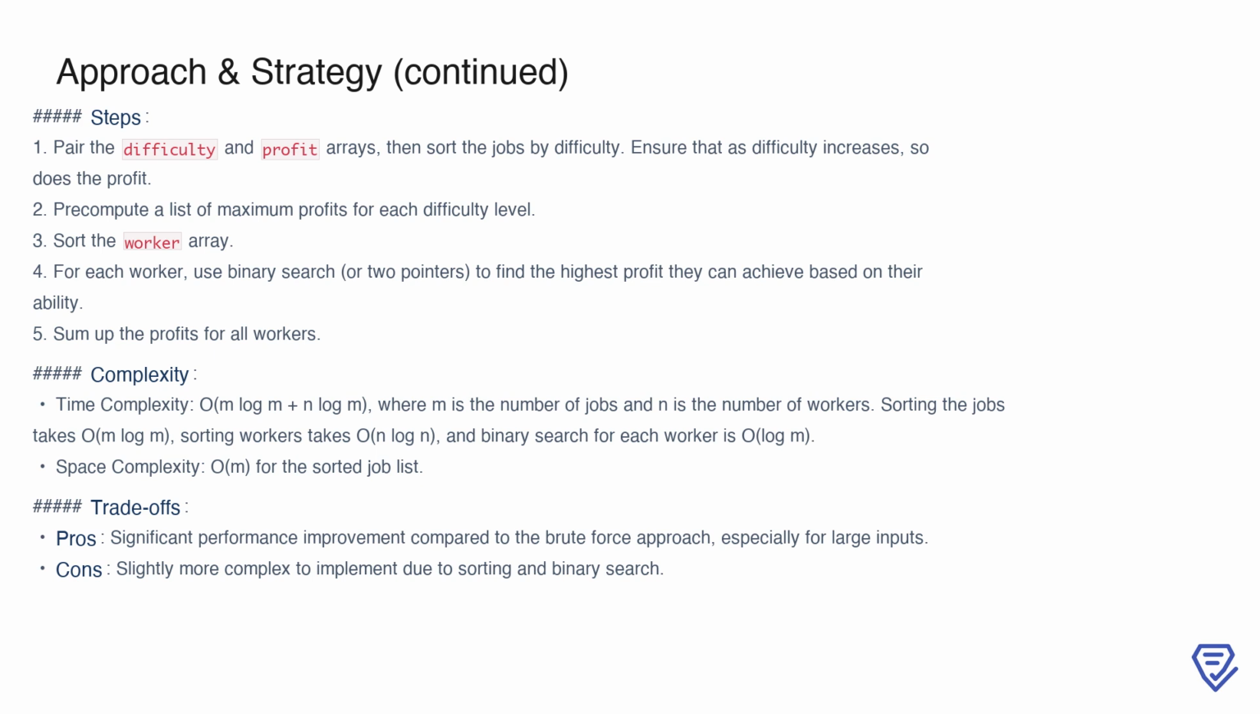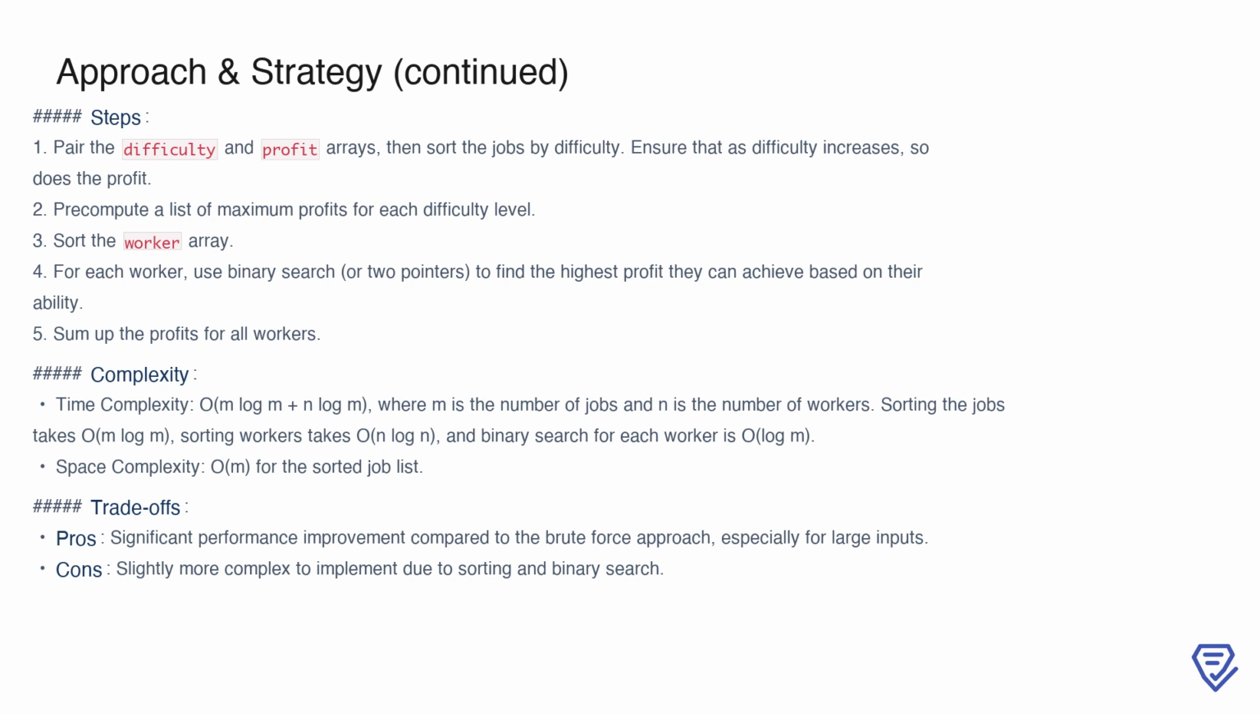First, we pair the difficulty and profit arrays, creating a list of jobs that we then sort by difficulty. While doing so, we make sure that the profit values are adjusted such that for any difficulty level, we track the maximum profit achievable. This ensures that as we move through the list, the profit is non-decreasing.